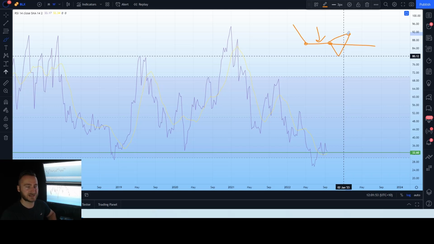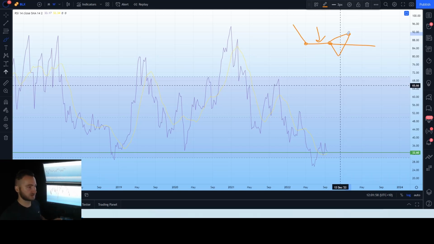Because the momentum never went negative. It canceled out, it closed positive. So that is something to keep in mind. Don't just be like, oh, it's lost it for a second, we're gonna crash. It's not how it works, okay?